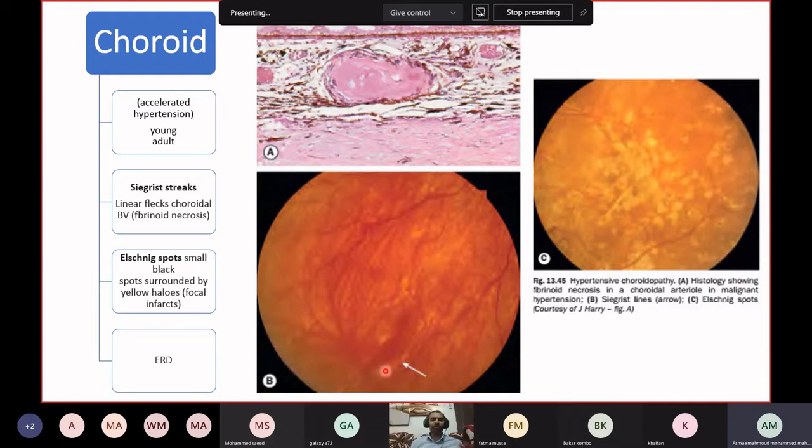Okay, so when you are looking at a patient with hypertension, probably it will be a good idea to have a look on your mobile phone at what the signs of the hypertensive retinopathy and choroidopathy are, so that you know what you are looking for.